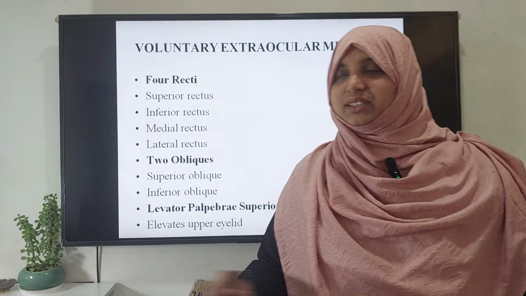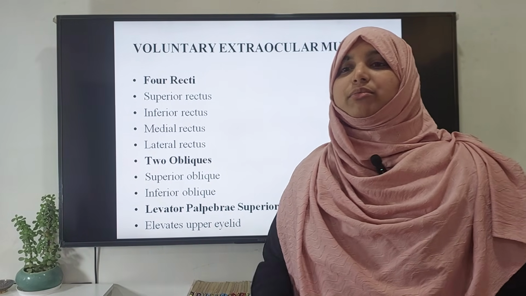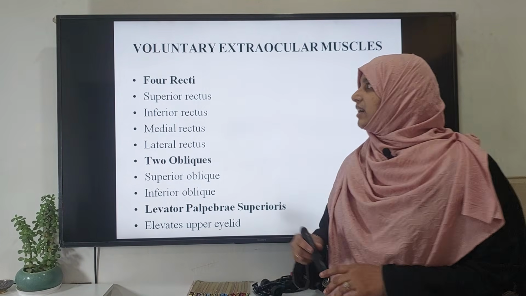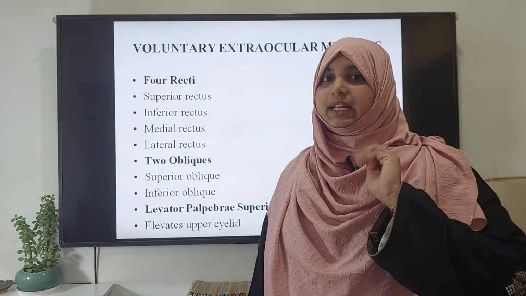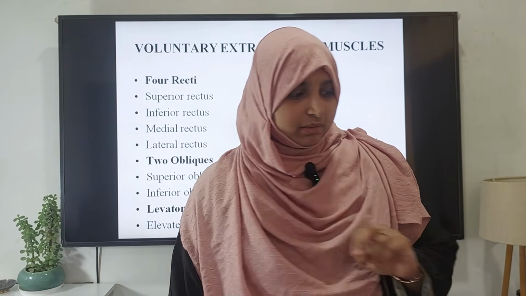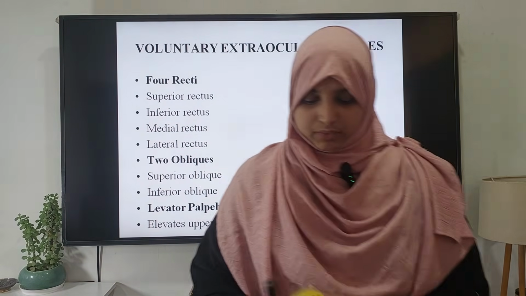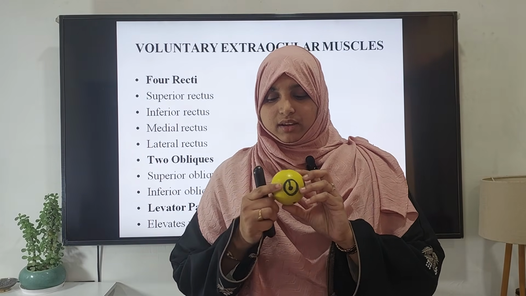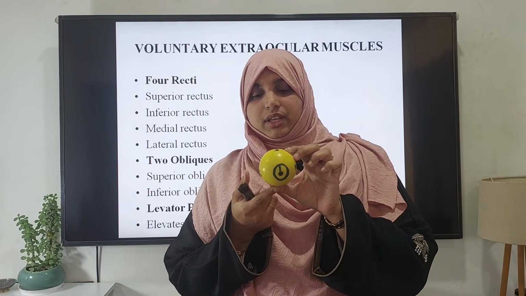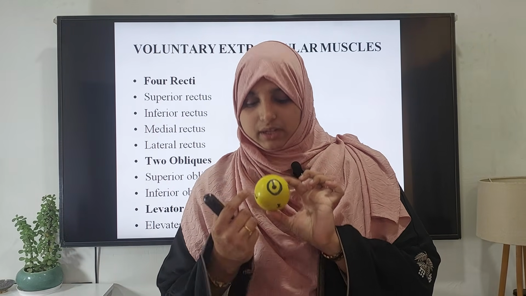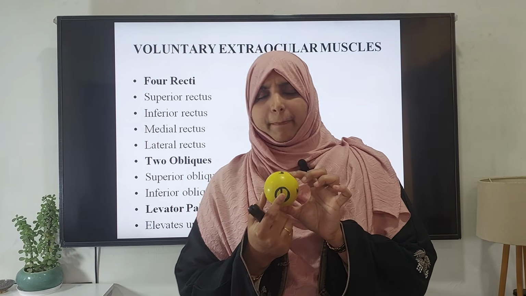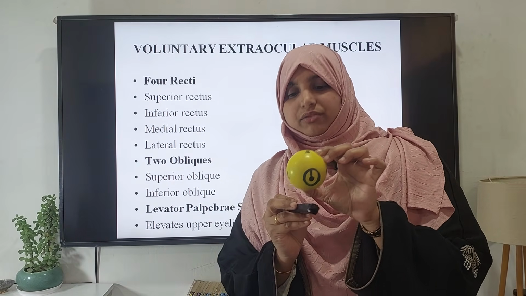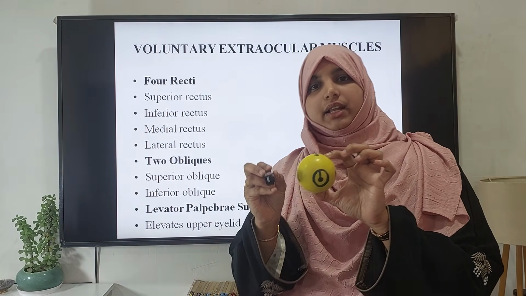This is the one causing all the movements. They are one of my favorite muscles to study, right? So here we have 4 recti muscles. I have a small ball here. As you can see, consider this as the right eyeball. Here we have the superior, inferior, medial and lateral aspect. This is the pupil, right? Now, there are going to be 4 recti, I told you: superior rectus, inferior rectus, medial rectus and lateral rectus.